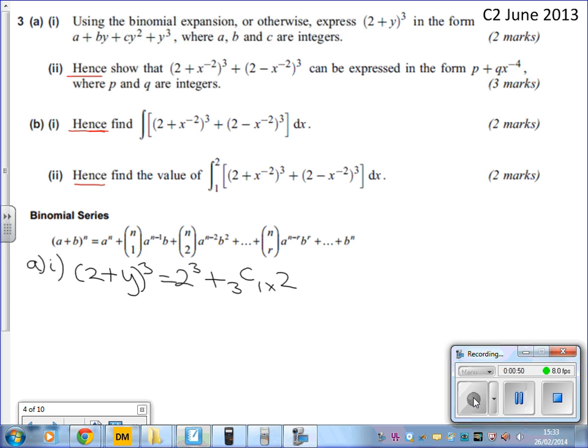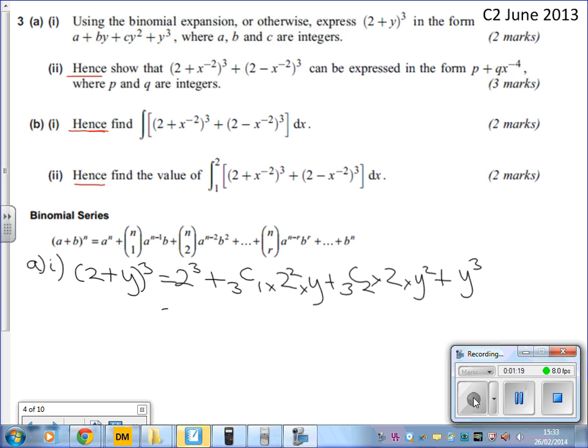times 2 squared, so the power goes down on the a, and then we introduce the b, which in this case is y, so times y to the power of 1, plus 3c2 times 2 now to the power of 1 times y squared. And now we're at the end of the formula, because I would next write 3c3, which is 1, so we're at the end. 2 to the power of 0 is 1, so plus y cubed.